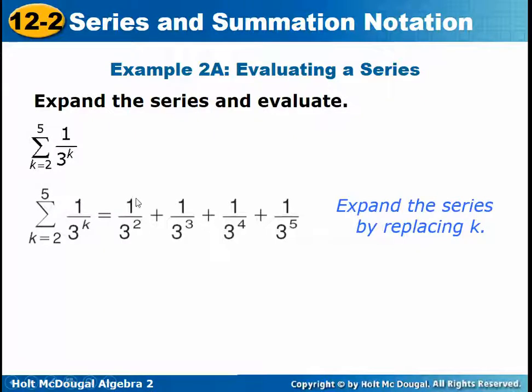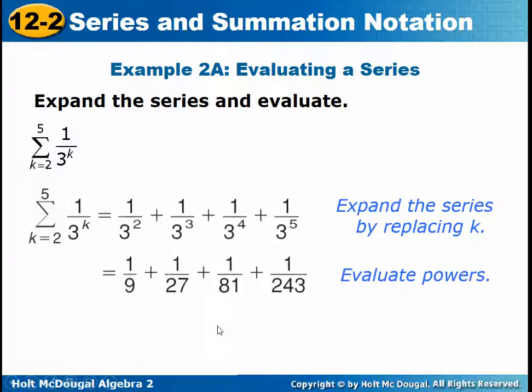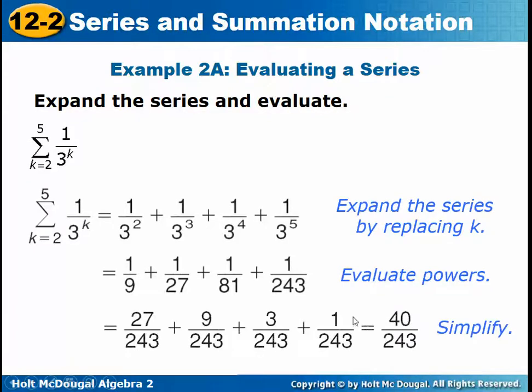So our first term is 1 over 3 squared. And then we replace k with our next value up to 3. 1 over 3 cubed, and then 1 over 3 to the 4th. And then 1 over 3 to the 5th. We stop when we use that number up there. Then we simplify each part. That's 1 over 9 plus 1 over 27 plus 1 over 81 plus 1 over 243. Now, the common denominator of all of these is 243, because each of them went into 243 so many times.